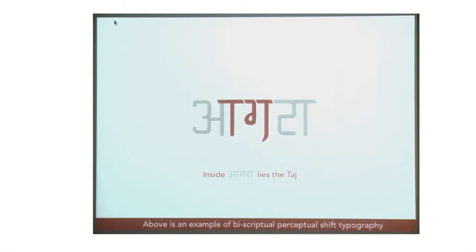Can you observe something new in this? This is a Devanagari typeface, Agra written. Here you can observe that inside Agra lies the Taj. When you look at it in Devanagari, it gives you A, G, and Ra. And when you see the red portion, it gives you T-A-J in Latin, which is Taj. So it highlights the fact that inside Agra lies the Taj. Above is an example of biscriptural perception shift typography.